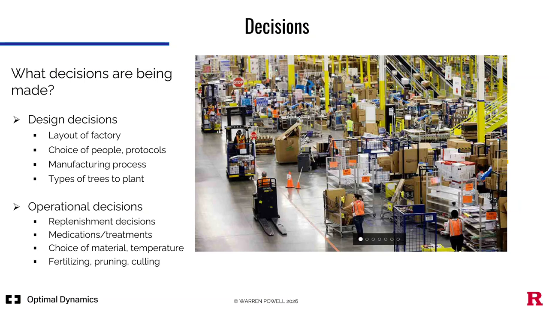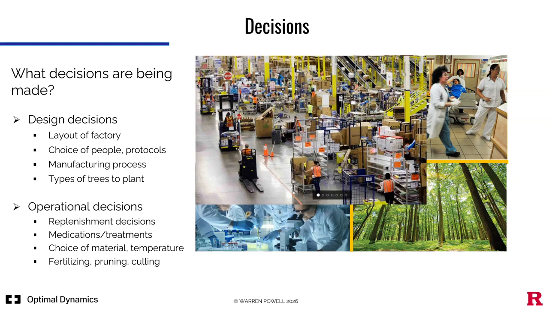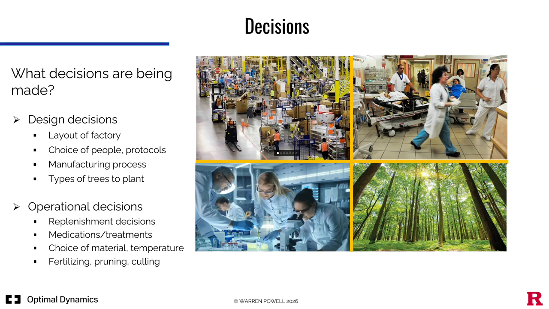Now, this is one of my very favorite slides. Years ago, I was invited to a workshop at Amazon, and after the workshop, they took us out to a fulfillment center. As I was walking around, I was making mental notes of decisions. There's an entire class of design decisions that were made when the fulfillment center was designed. And then there's a host of operational decisions. These operational decisions can come in an operational setting of ordering inventory. It could be in a hospital, in a biologic lab where I'm trying to make drugs, or maybe out in a forest where I'm doing fertilizing and pruning and culling.